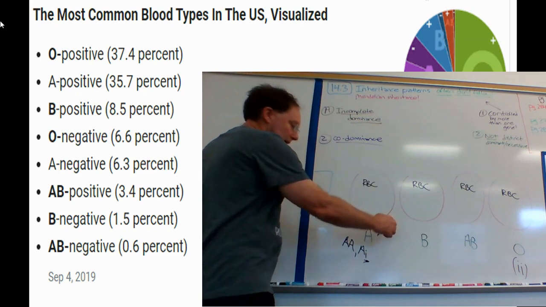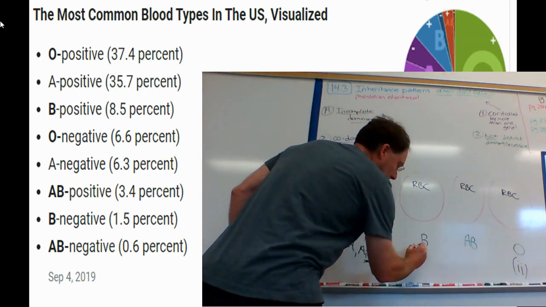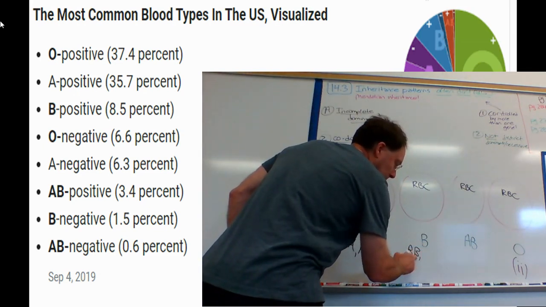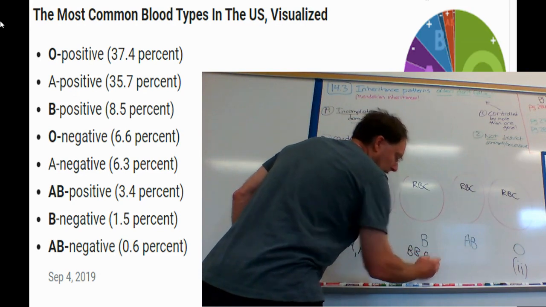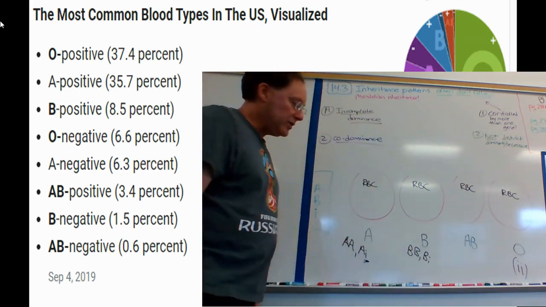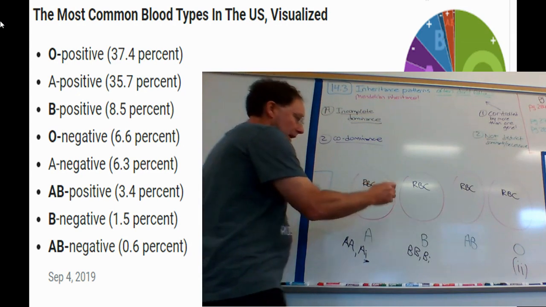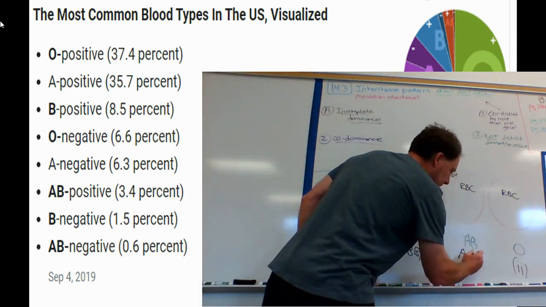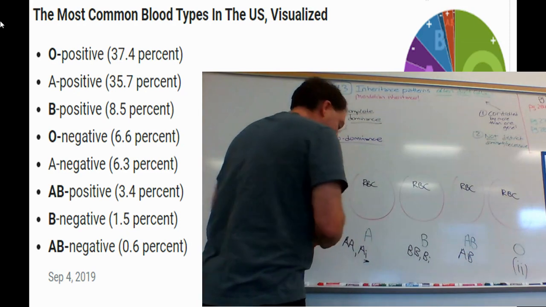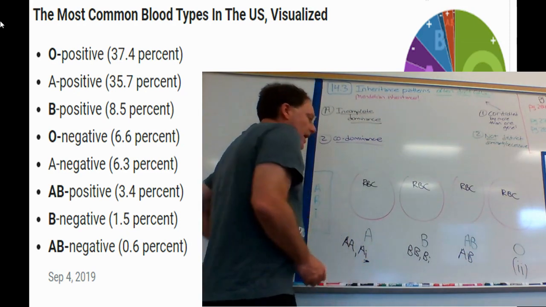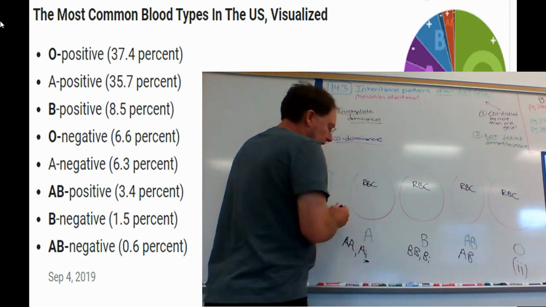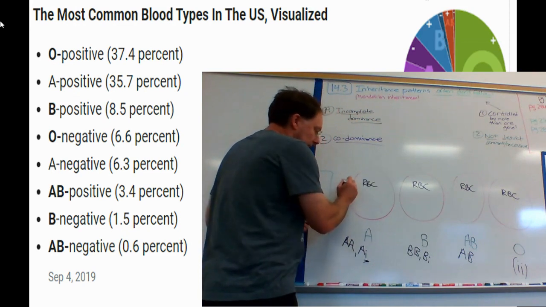So if you have B-type blood, you got a big B from one of your parents, a big B from another, or you got a big B and then an i, maybe. That's another genotype that someone has. And then for AB blood, you have an A from mom or dad and a B from the other parent.